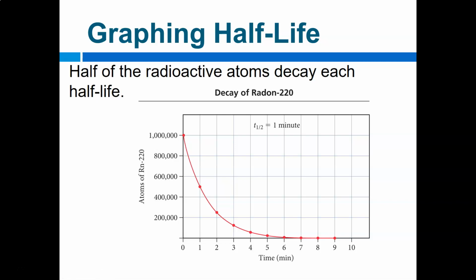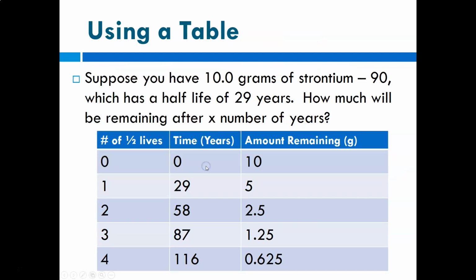A little bit different. Sometimes instead of a graph, they'll give you a chart like this. They'll tell you what the half-life number is, how much time has passed, show you how much is remaining. Sometimes one of these numbers or one of these rows might be blank and you have to fill that out. Sometimes they'll just be asking you to read the chart. So that's another way we might do these problems.